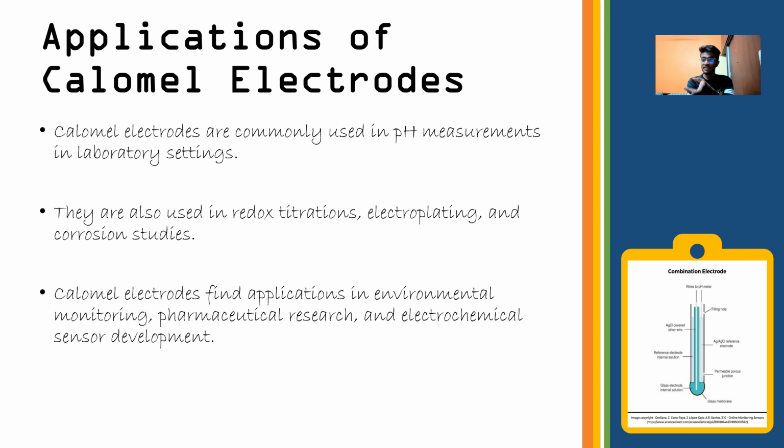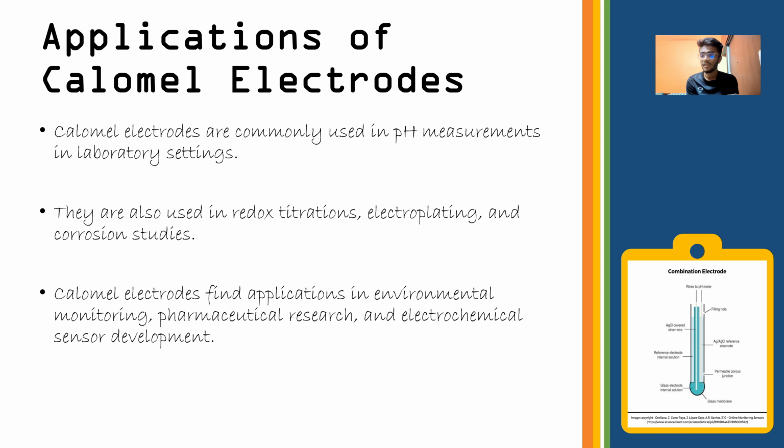So basically, they are used in labs where you do all these titrations, electroplating, and corrosion studies. Calomel electrodes also find application in environmental monitoring, pharmaceutical research, and electrochemical sensor development.